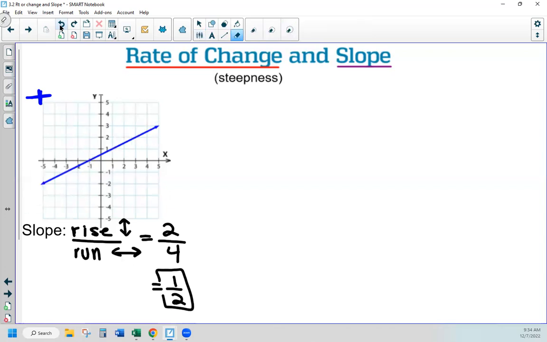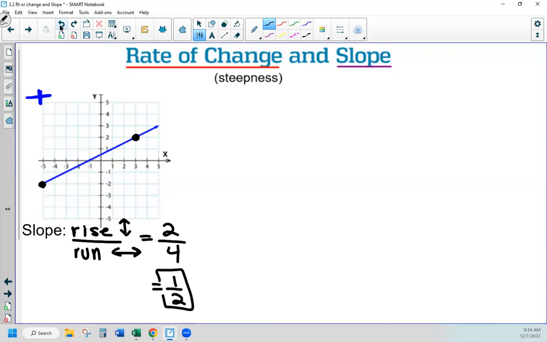Some students are gonna go, whoa, Mr. C, hold on. What if I chose this point right here and this point right here? What if I choose the wrong points? There is no choosing the wrong points. Now, remember, you need to choose the points that are on perfect intersections, and then you won't have an issue.